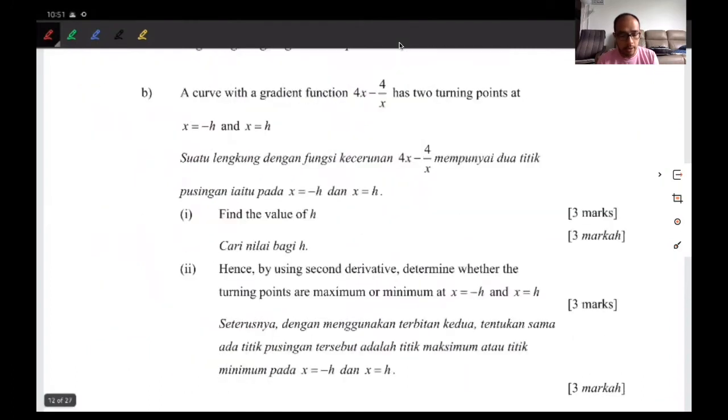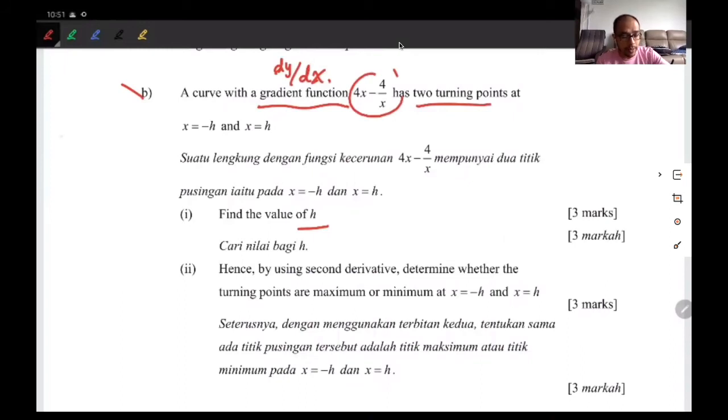Okay, question B is an interesting question. A curve with a gradient function. Gradient function means this is dy/dx equals 4x. This one has 2 turning points. Okay, find the value of h. This is a very important thing.